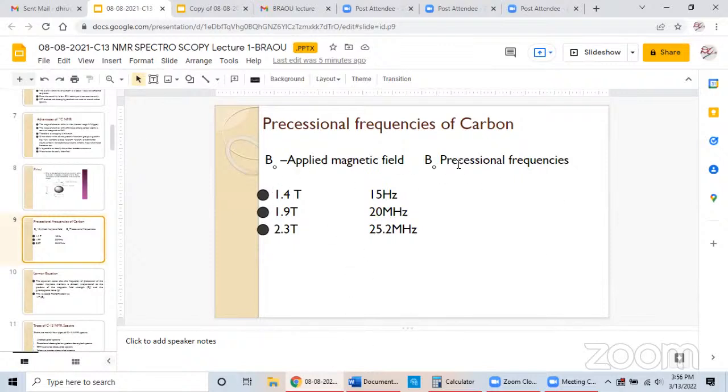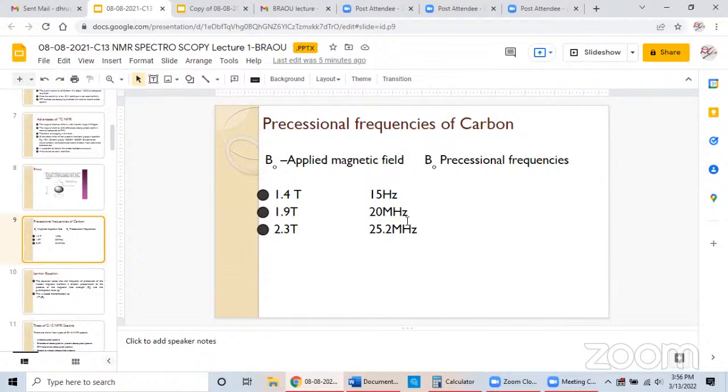Actually, there is some printing mistake. It is a table, and this is the applied magnetic field, and these are the precessional frequencies. At 1.4 Tesla applied magnetic field, carbon-13 will have a precessional frequency of 15 megahertz, not hertz. Do you remember the precessional frequency of proton? It is 90 megahertz, not hertz, it is megahertz. That is also a printing mistake. So at 1.4 Tesla, carbon-13 has a precessional frequency of 15 megahertz, whereas proton has roughly 4 times that, about 60 to 90 megahertz.